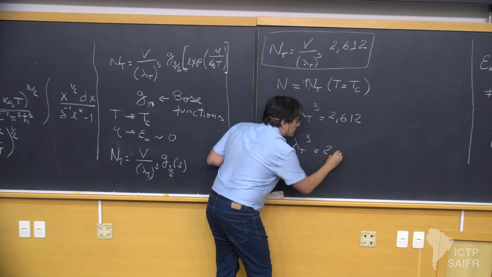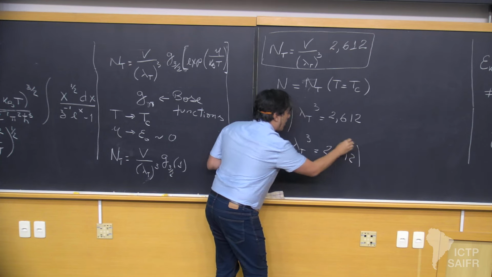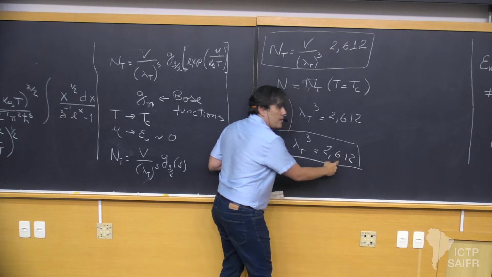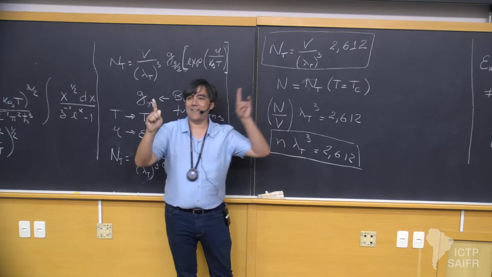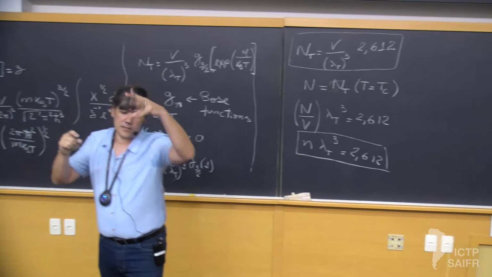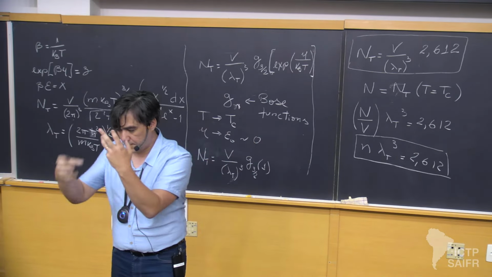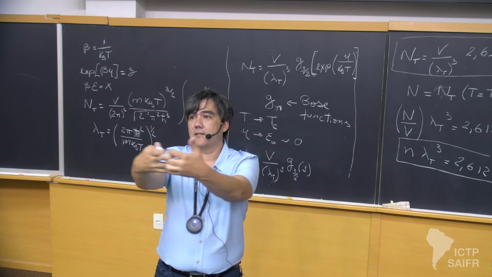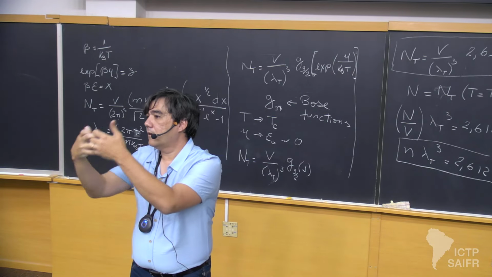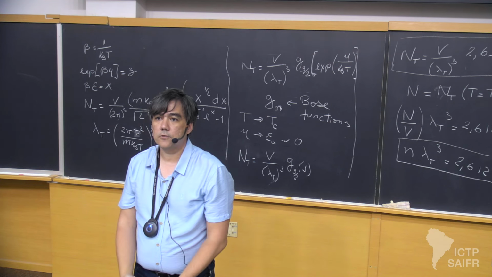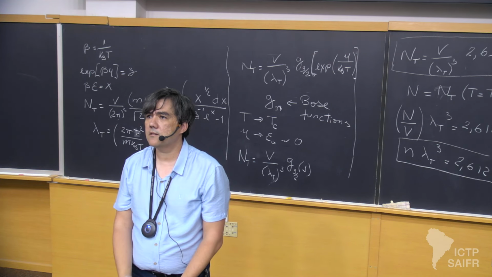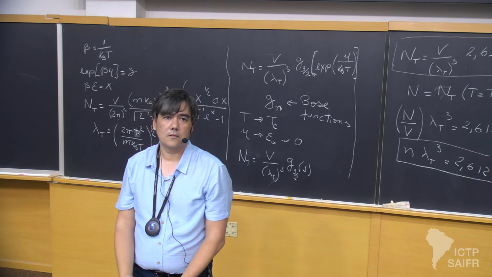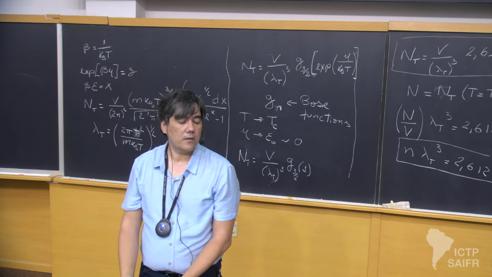When I get it on the order of 1, so when two particles that have a de Broglie wavelength, this has the de Broglie wavelength, when they start overlapping, I get Bose-Einstein condensation. Do you see this? Okay, good.